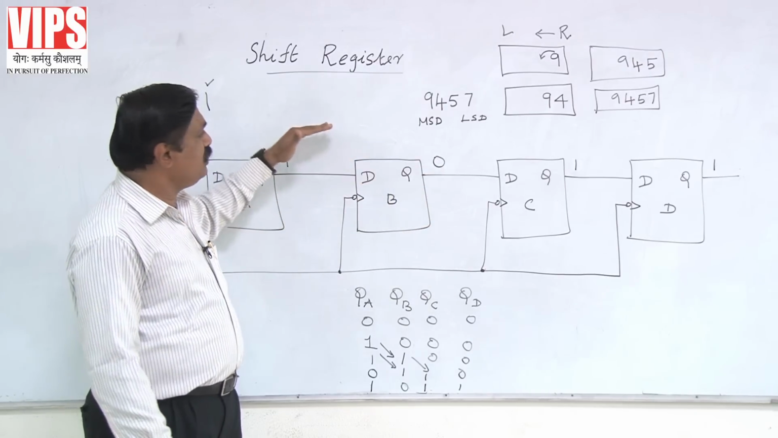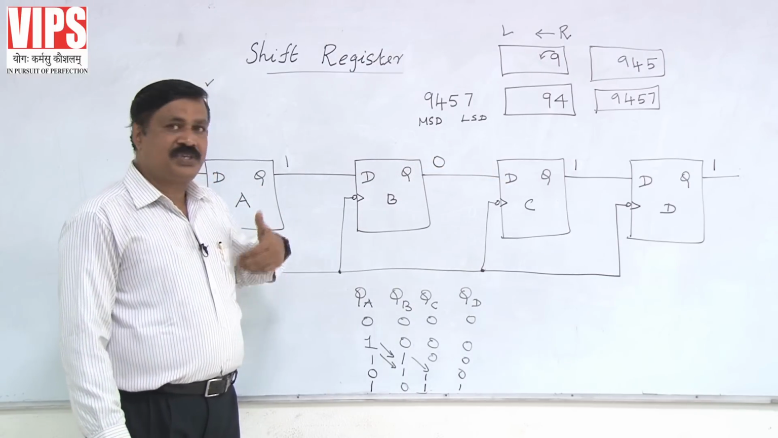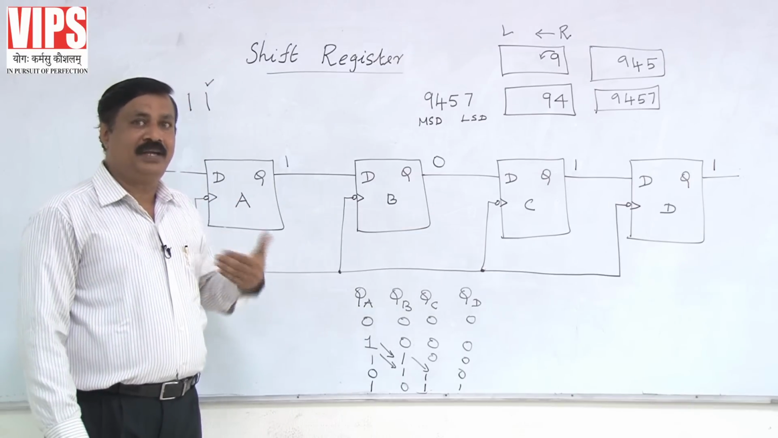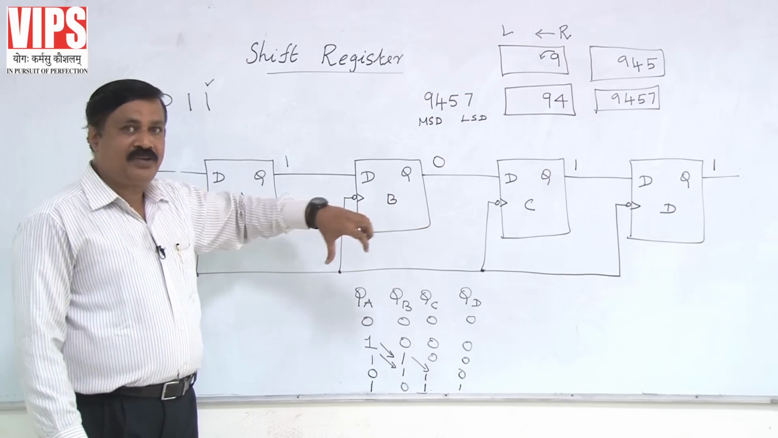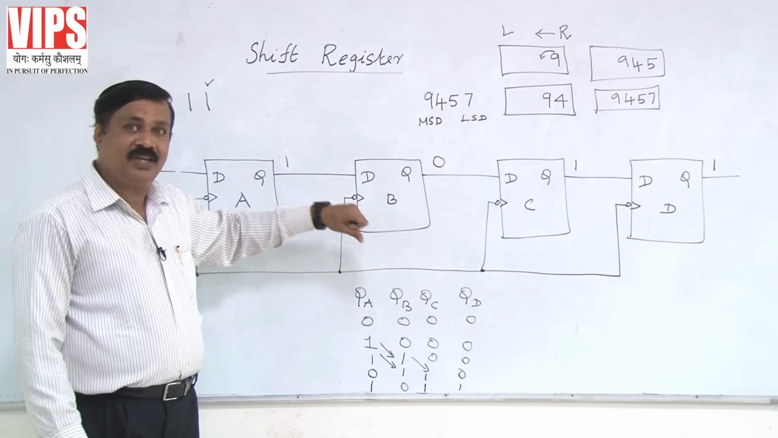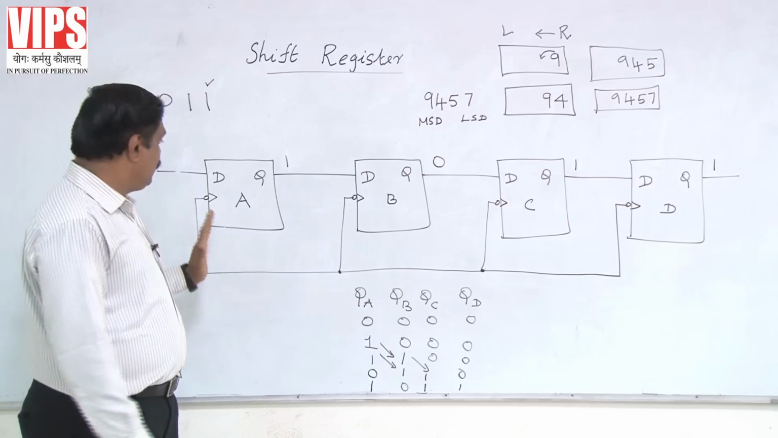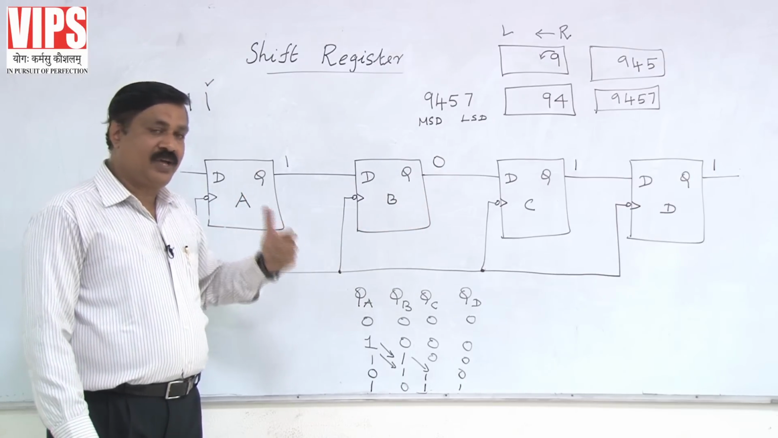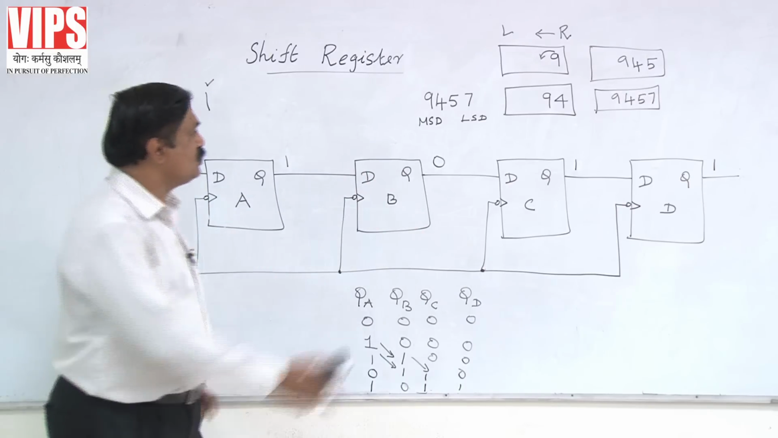This is a serial in, serial out shift register. Now, we can change this serial in, serial out into a bidirectional shift register. It seems to be a little bit complicated, but if you listen carefully, it is very easy. After 3 minutes, you can easily draw the circuit. Actually, this is a left to right shift. Now, I am going to modify this into a bidirectional one. Please watch carefully.